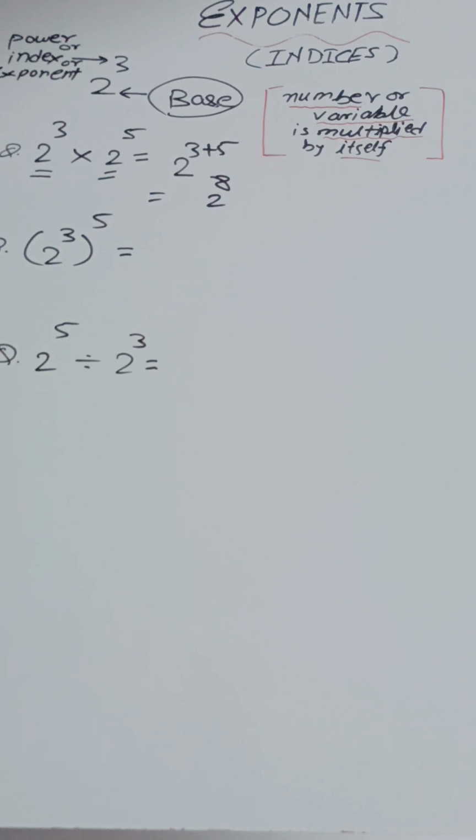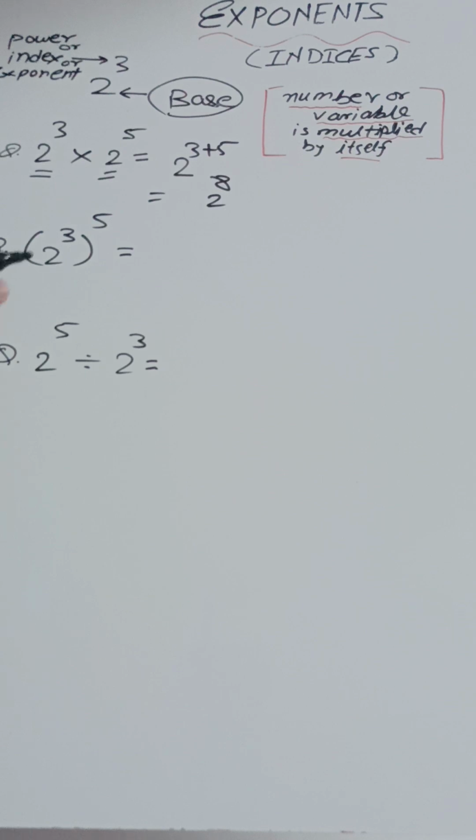Let us see the next one. So these are the different types. The first one is a simple type. In this we can say the base is same, so you have to add the powers. Now let us see the next one.